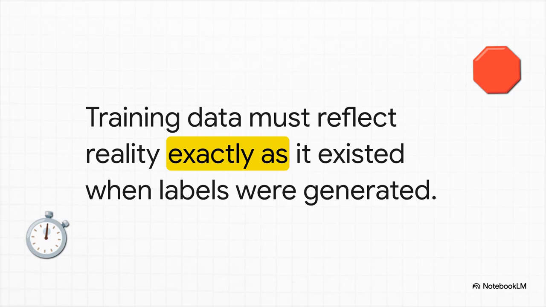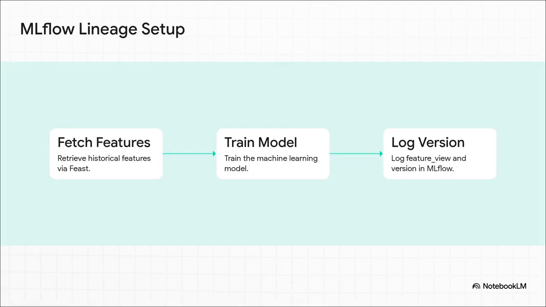If you just queried your database right now, you'd pull in all this post-churn activity, and that is a massive data leak. Point-in-time joins guarantee that your models only ever train on actual historical reality. It completely blocks the future from contaminating your past. And the payoff here is huge. Once Feast hands us these perfectly clean, historically accurate features, we seamlessly move into training our model.